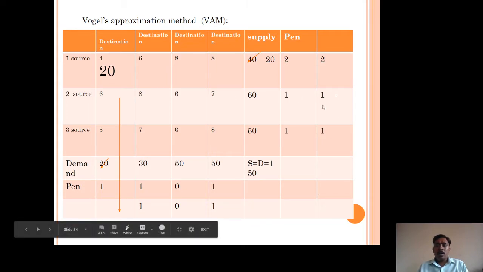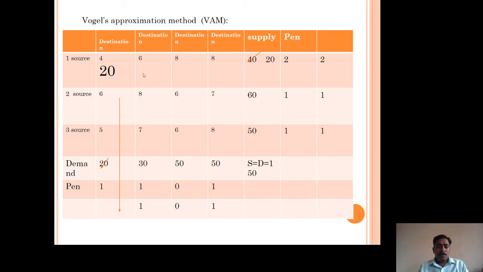Now we have to allocate again. This is the highest penalty. So which cell should we allocate? Where the value is minimum, that is this cell, the 1 2 cell. How much can you allocate? The requirement is 30, supply is 20, max possible. So allocate 20 here, and the requirement will be reduced by 20, so the remaining will be 10. Write that down.